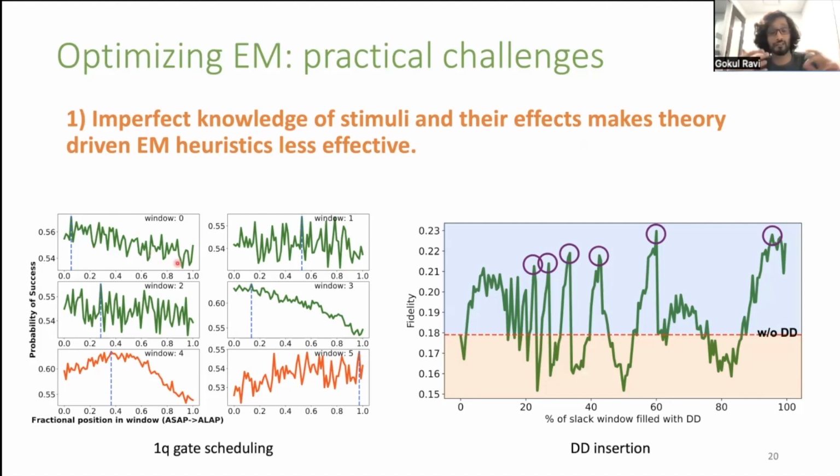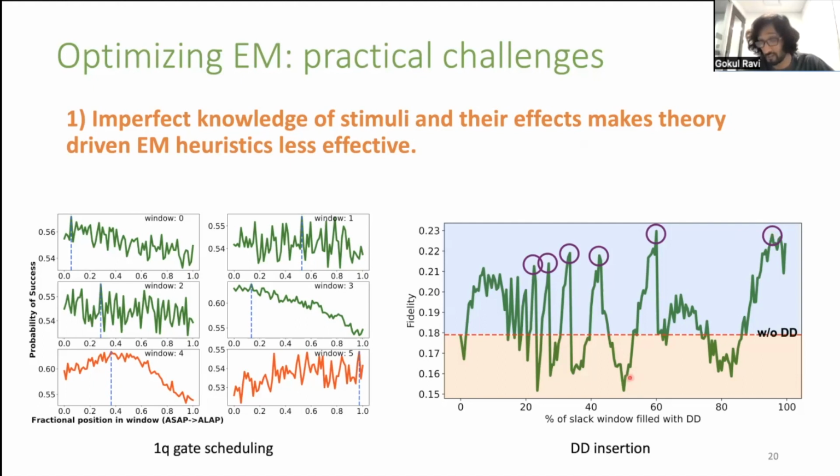But of course, combining these together over many windows can give you a substantial improvement in your fidelity. Similarly, if you look at the figure to the right, the x-axis shows the number of DD sequences being inserted, and the y-axis shows the fidelity improvement. You can see that some numbers of DD sequences give you nice peaks over the baseline, which is the red dashed line, which means you're improving the fidelity significantly.